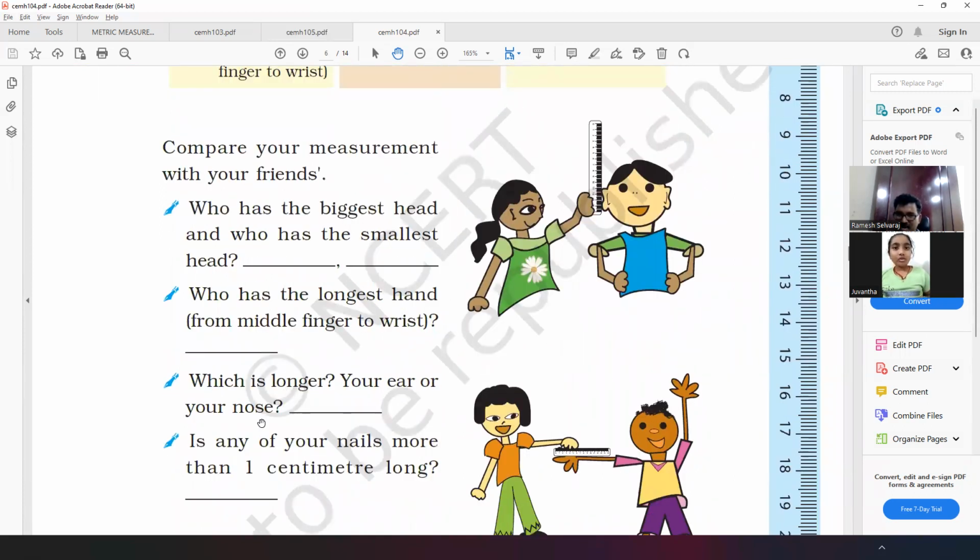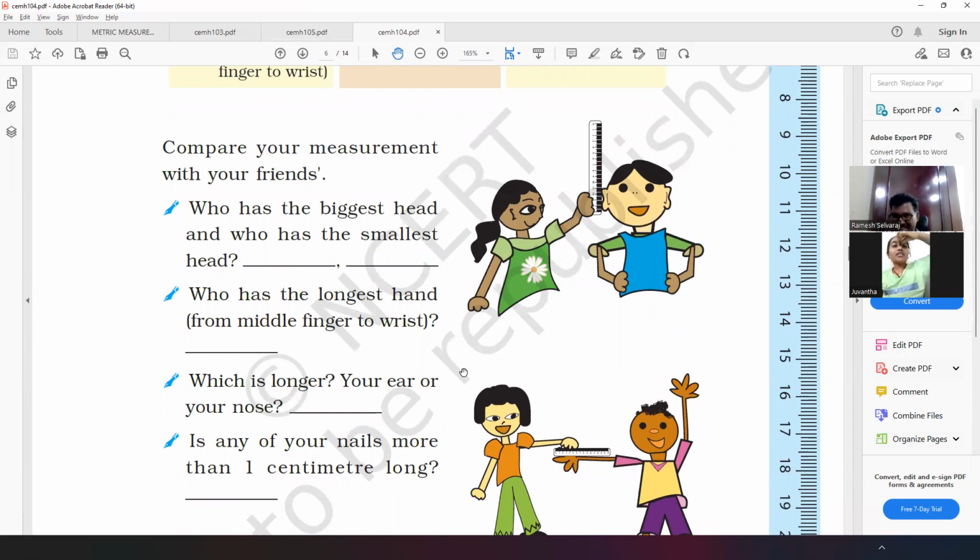Which is longer, your ear or your nose? If you measure your nose, nose, ear... I think ear will be longer than nose. No, I don't know. Maybe my nose is bigger than ear. No, no, my ear is bigger than the nose. Yeah, we have to measure it. That's why we have to measure it.